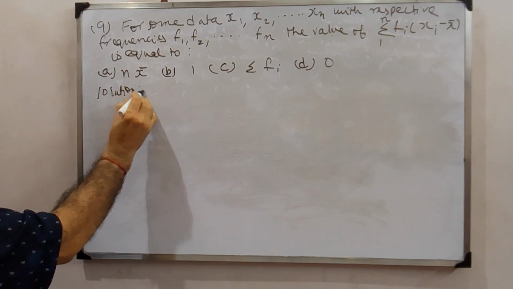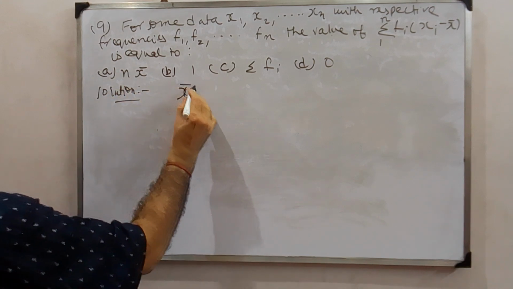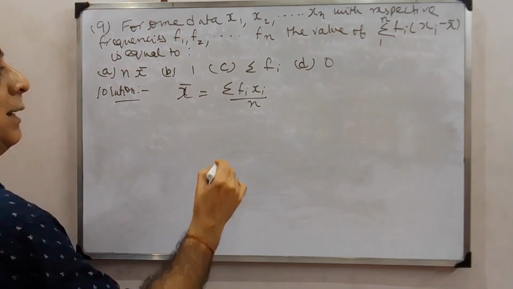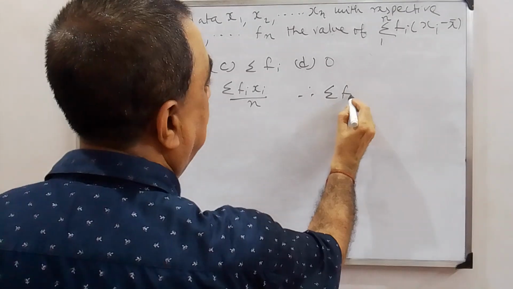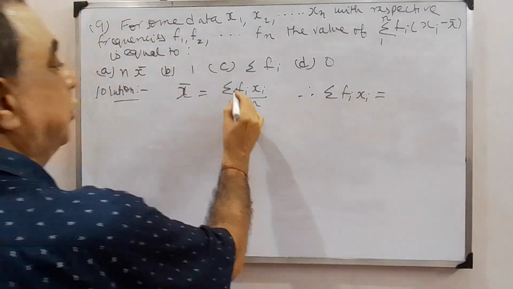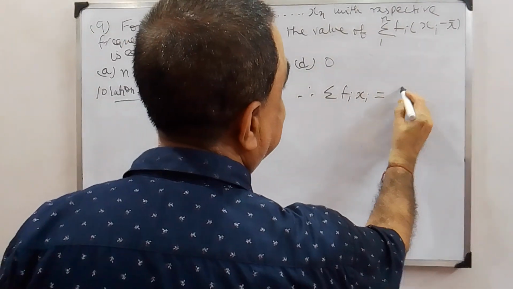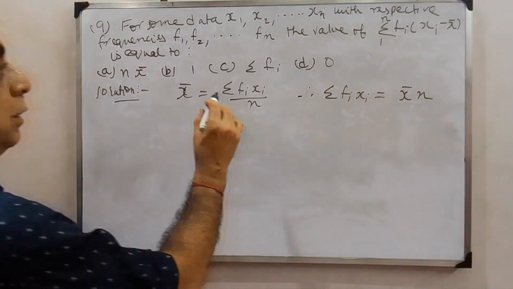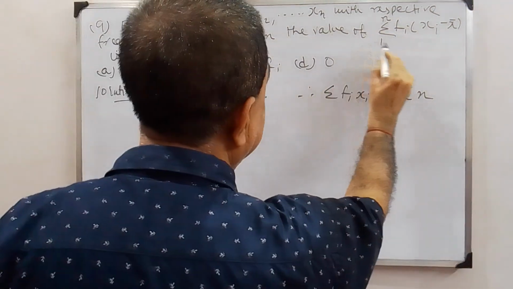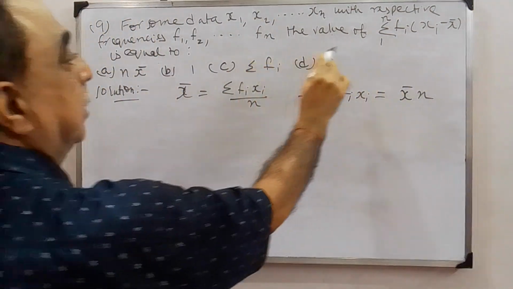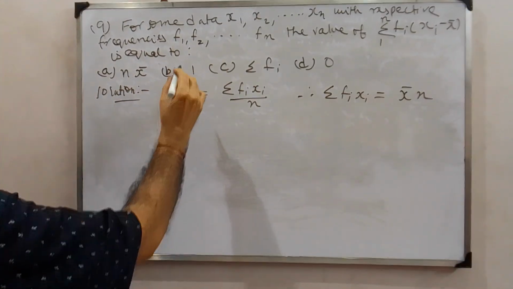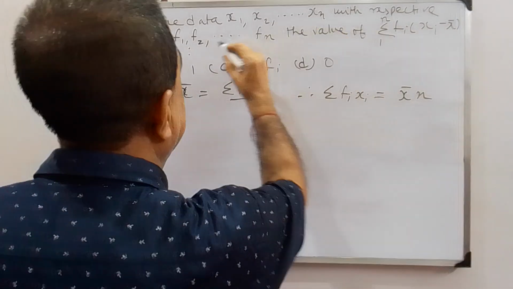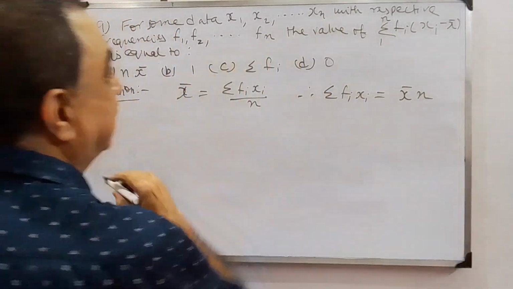We know what the mean is. The mean is summation fi xi whole divided by n. So the summation of fi xi is x dash n. Now here we have to find the value of this. The frequencies are given: x1 has frequency f1, x2 has frequency f2, and xn has frequency fn.